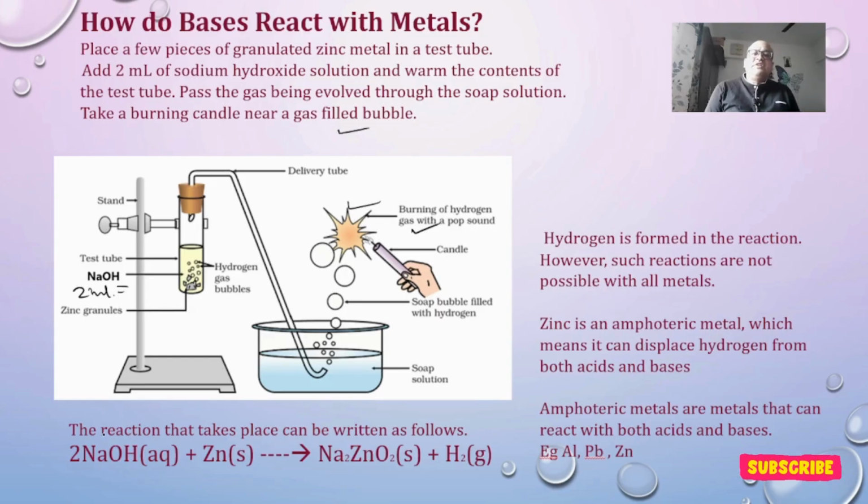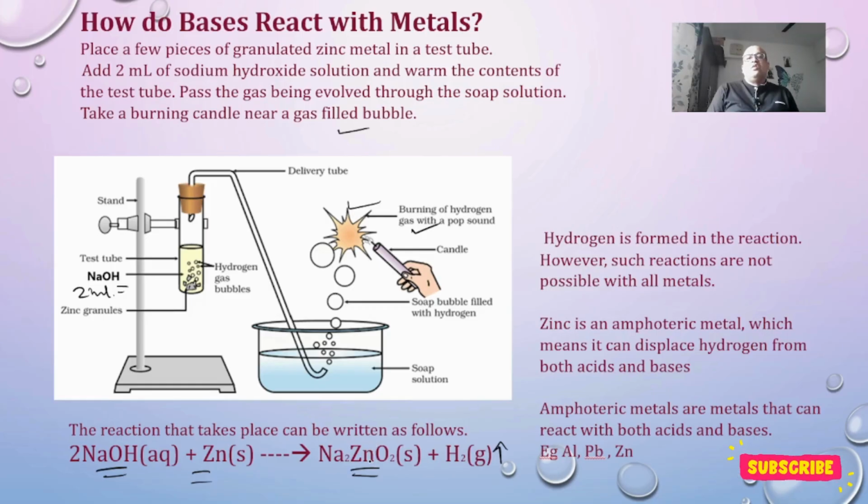So what we see here is that the reaction that takes place can be written as: sodium hydroxide, NaOH, plus zinc. What we get is sodium zincate, Na2ZnO2, along with hydrogen gas released. So now what we see here is that when we are using sodium hydroxide, that is, a base along with metal, we are getting sodium zincate.